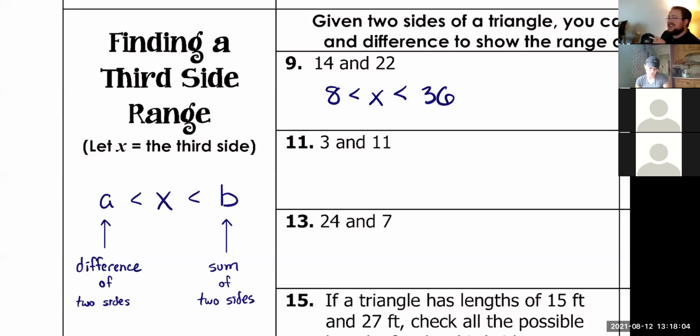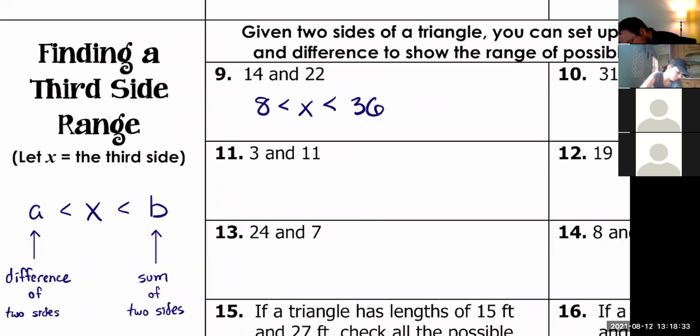So if you can think of any number that is between 8 and 36. Now, can I include 8? No, because that is not an equal to under that inequality. Same with 36. Can't use 36. But literally everything else between 8 and 36 is fair game. You could make a triangle from it, so long as the other two sides were in fact 14 and 22.